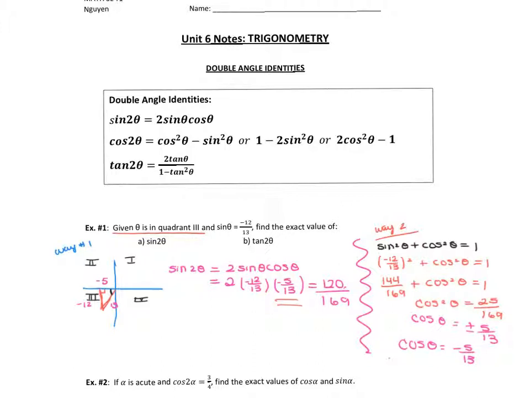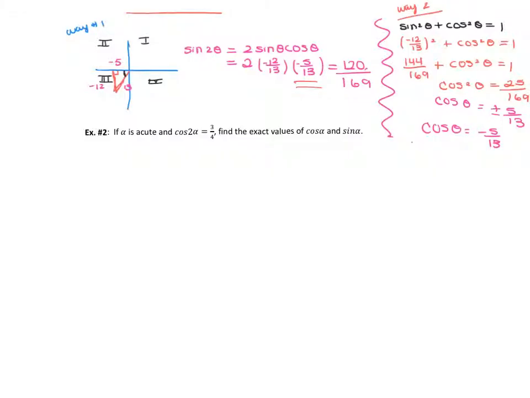Do we have questions? So choose the way that makes sense to you. Either one works. This one says if alpha is acute and the cosine of 2 alpha is equal to 3 over 4, find the exact values of cosine alpha and sine alpha.